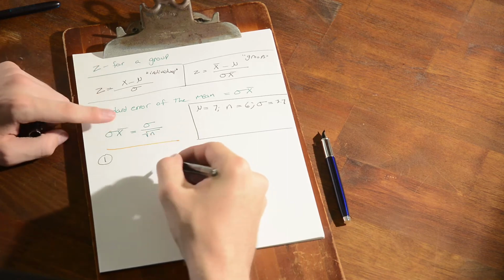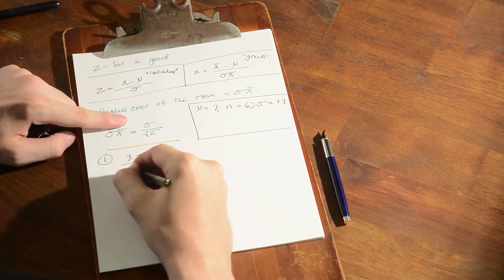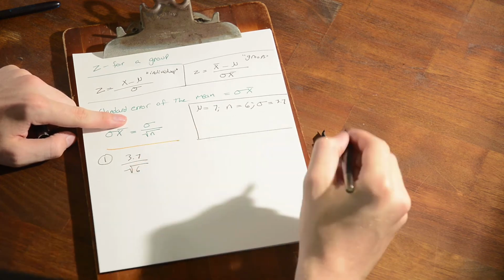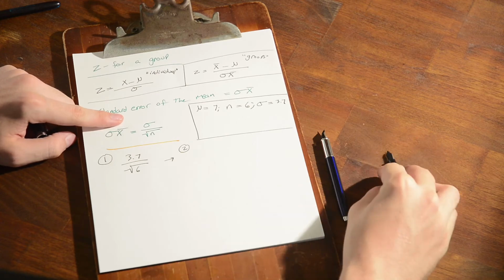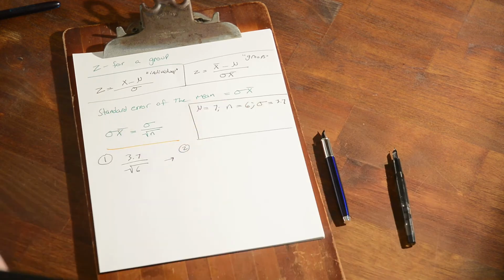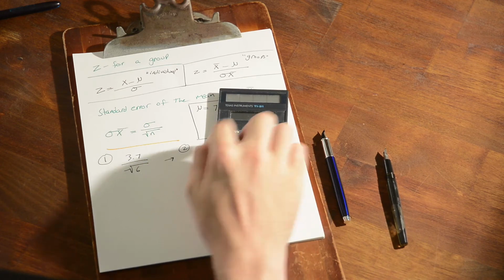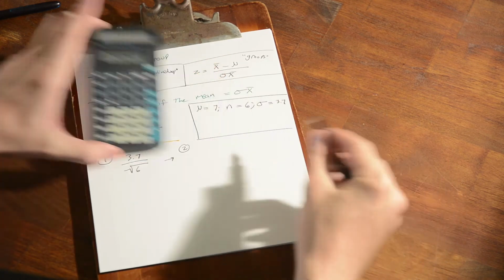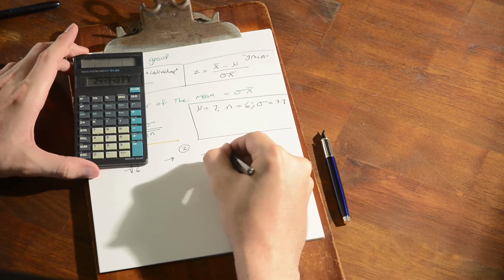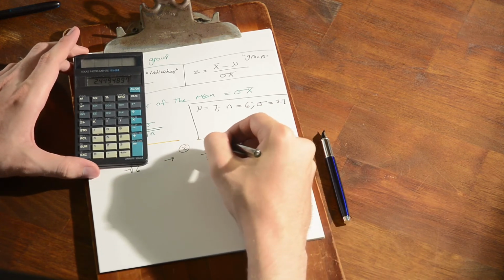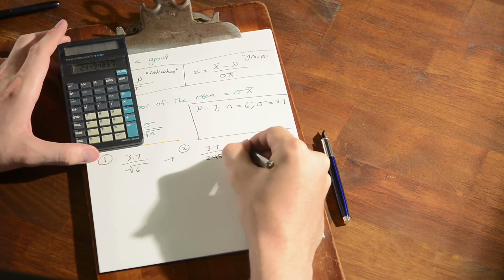So first step, adding in our numbers. We're going to have 3.7 over the square root of 6. Step 2, we're going to have to bring in our calculator. We're going to take 6, find our square root. That gives us 2.45 with rounding rules because of the 9 there. And that is under the 3.7.